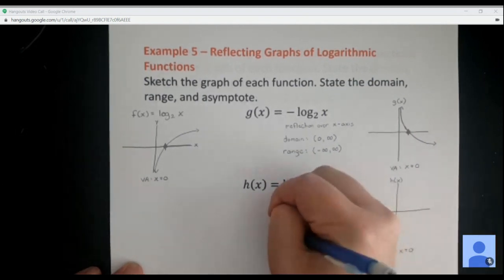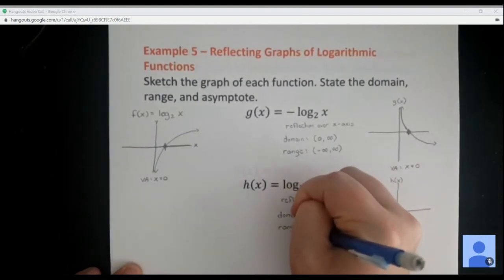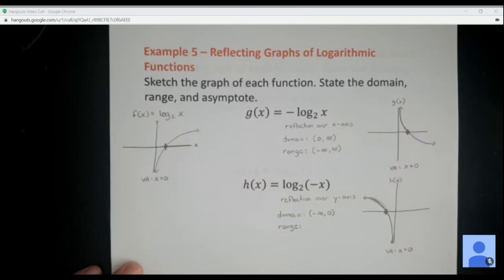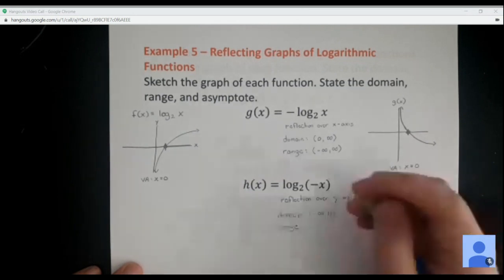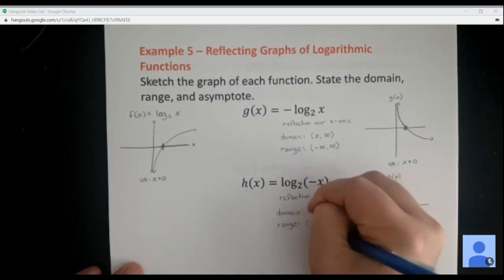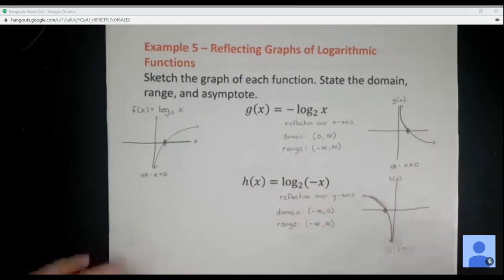What about the range for this one? Good, right? Just like before, we're still going up towards positive infinity. We're still going down towards negative infinity. And so this is still going to give us negative infinity to positive infinity for the y values for the range.